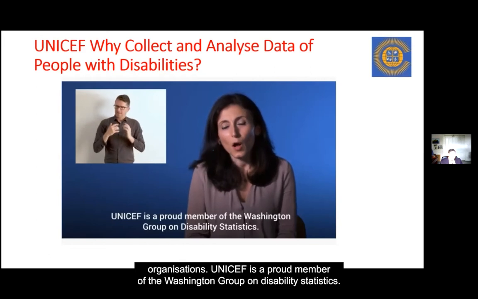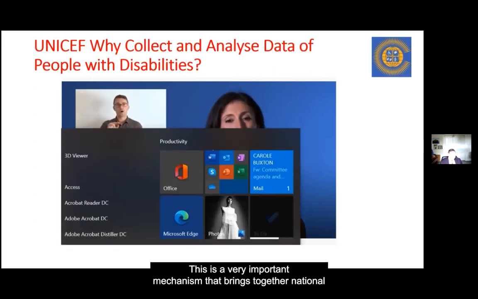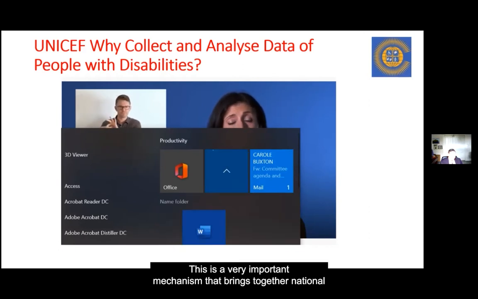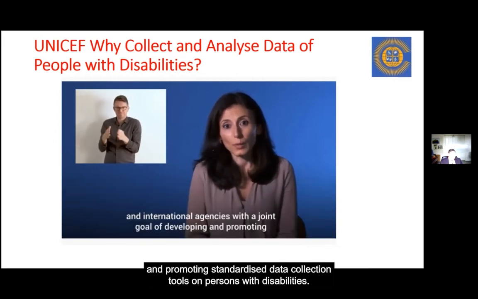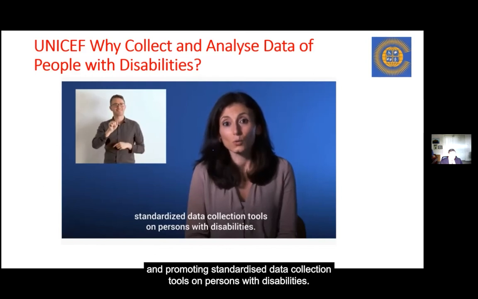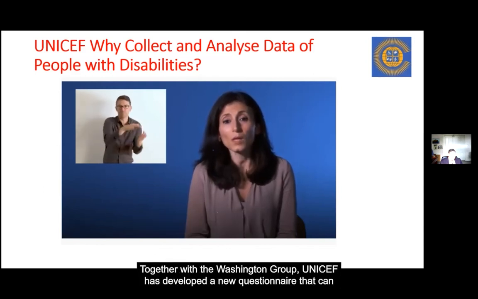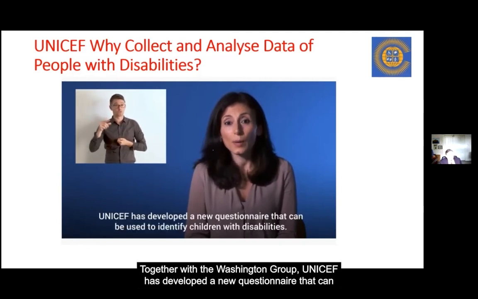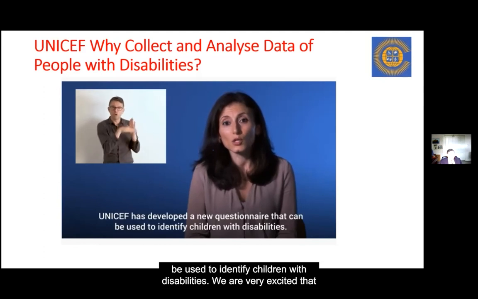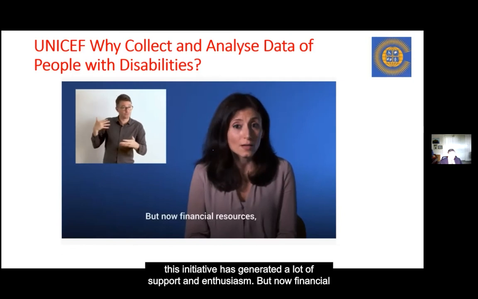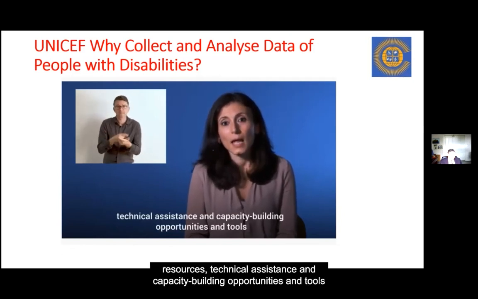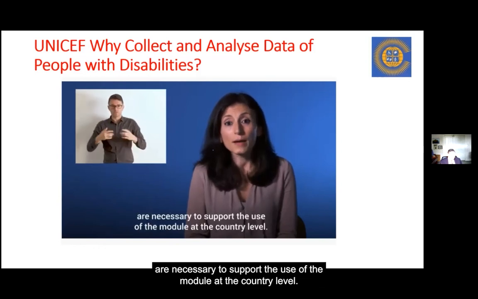UNICEF is a proud member of the Washington Group on Disability Statistics. This is a very important mechanism that brings together national statistical offices and international agencies with a joint goal of developing and promoting standardized data collection tools on persons with disabilities. Together with the Washington Group, UNICEF has developed a new questionnaire that can be used to identify children with disabilities. We are very excited that this initiative has generated a lot of support and enthusiasm. But now financial resources, technical assistance, and capacity building opportunities and tools are necessary to support the use of the module at the country level.